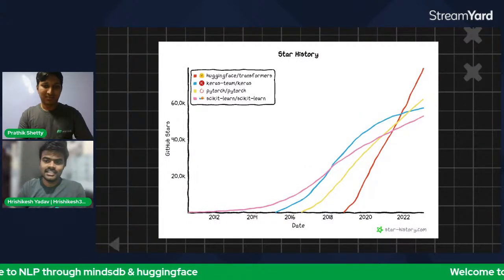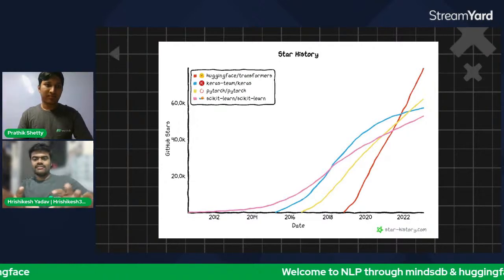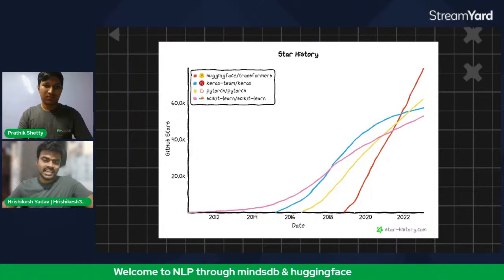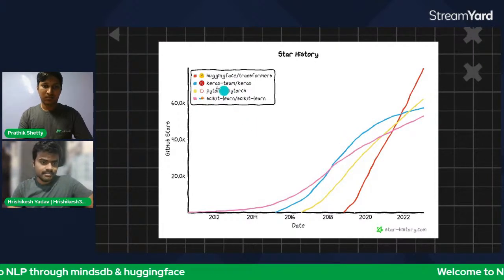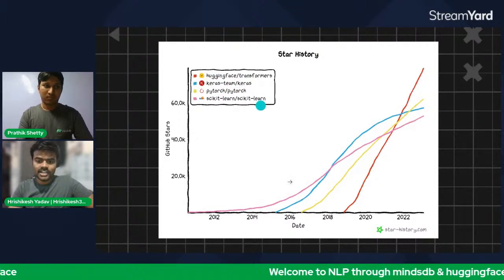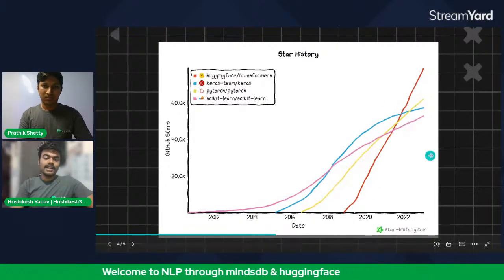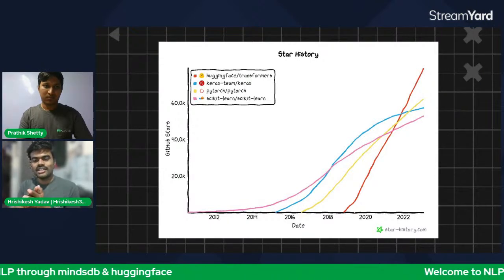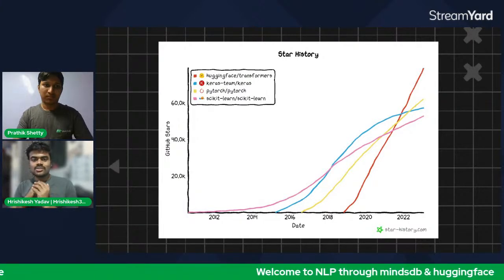Here you can see the star history. What it depicts is a graph we have plotted as per the GitHub stars. So you can see scikit-learn and then PyTorch and Keras and Hugging Face Transformers, and you can see there is a rapid growth in the transformers. You can understand by seeing the trend. The actual trend is people are moving towards Hugging Face to do rapid development.